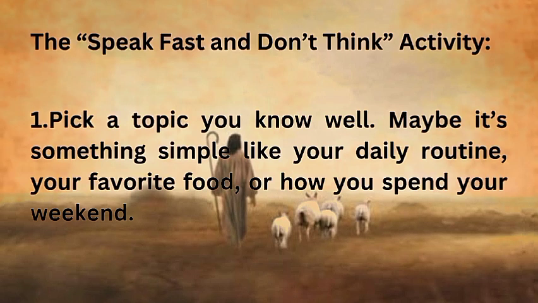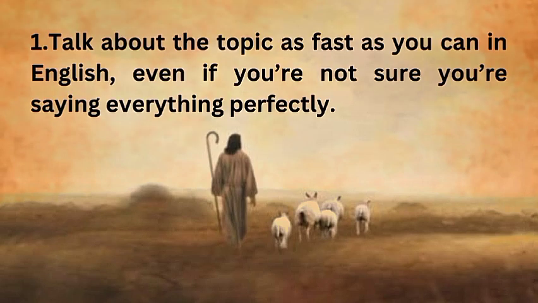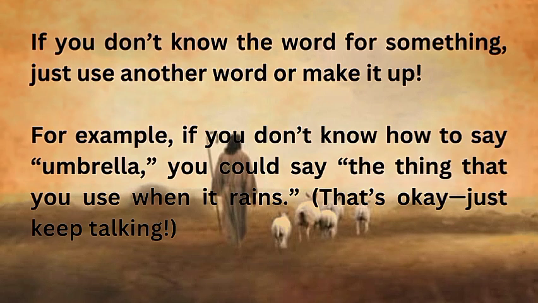1. Pick a topic you know well. Maybe it's something simple like your daily routine, your favorite food, or how you spend your weekend. 2. Set a timer for 1 minute. 3. Talk about the topic as fast as you can in English, even if you're not sure you're saying everything perfectly. If you don't know the word for something, just use another word or make it up. For example, if you don't know how to say umbrella, you could say the thing that you use when it rains. That's okay. Just keep talking.